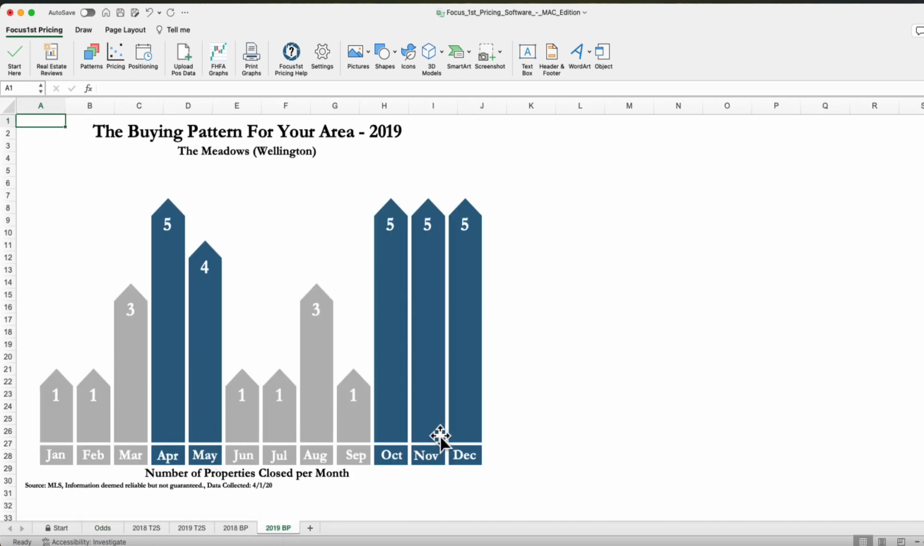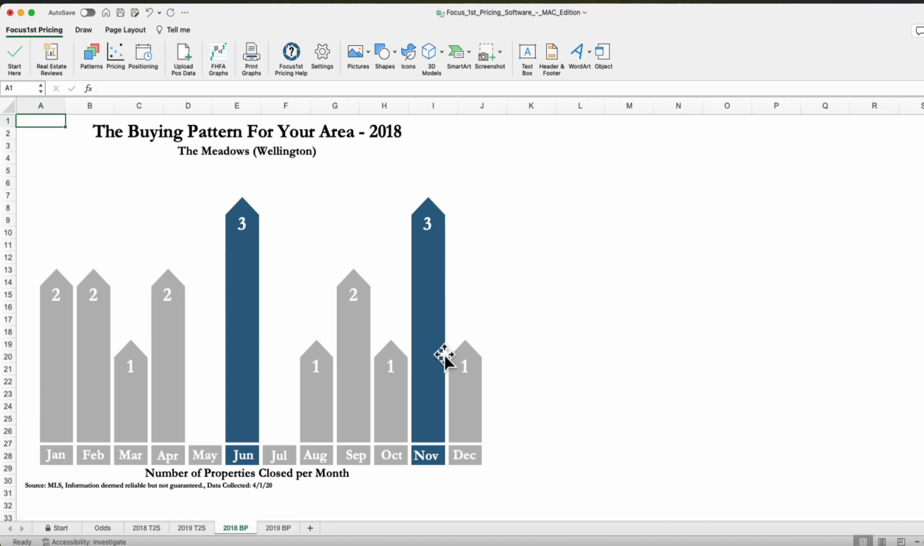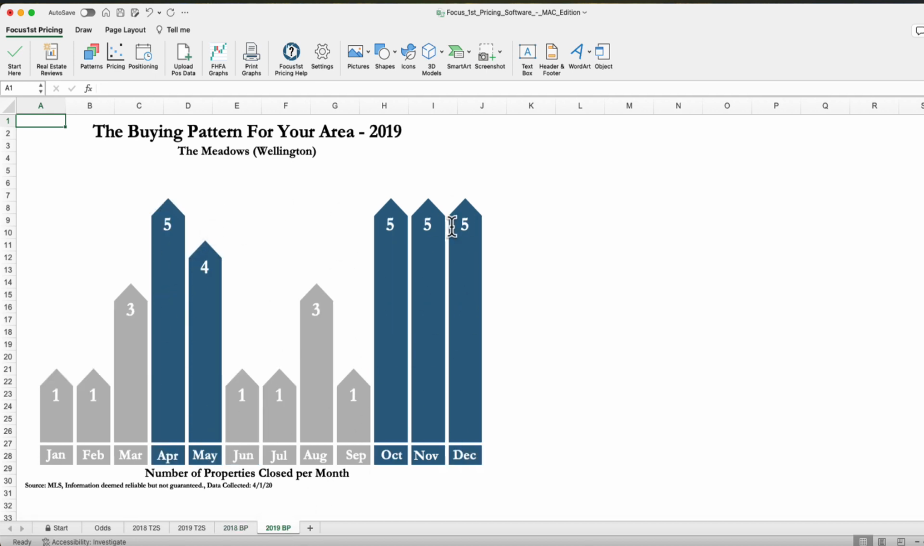You can see it's April, May, October, November, December. It's a little bit different than what we would expect to see. If we go to 2018, you can see it's just June and November. So you can see that this area and this area are both the highest areas. The fact that we're pretty much around the same time zone means that yes, the seasonality is standard and staying. There are other cases where you'll see the buying pattern be early in the year, the next year later in the year or the middle of the year.